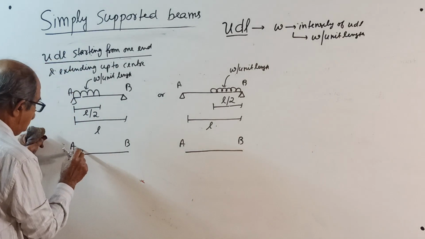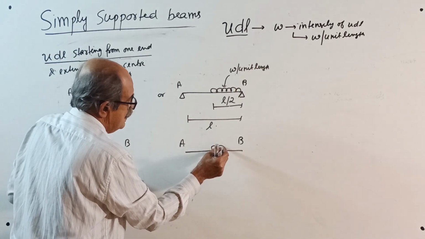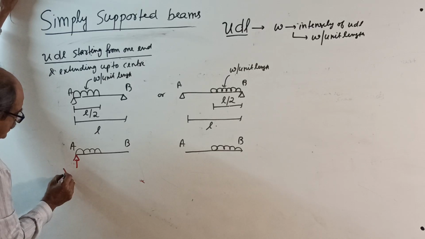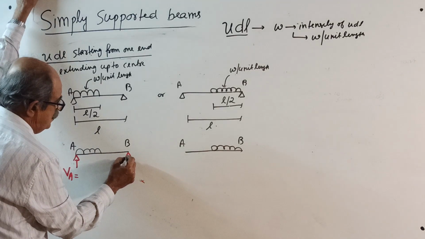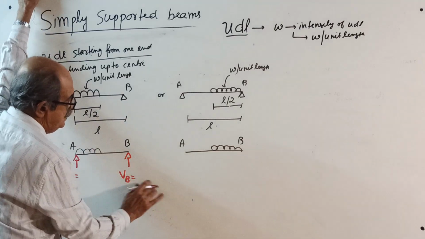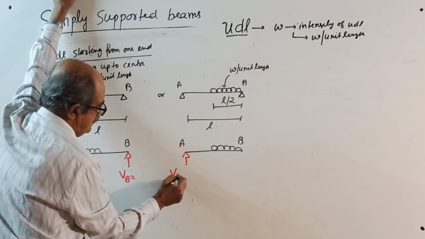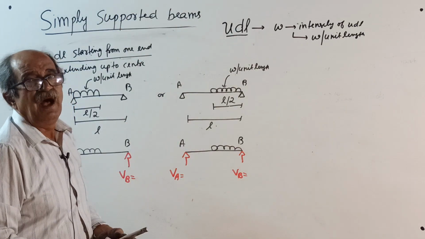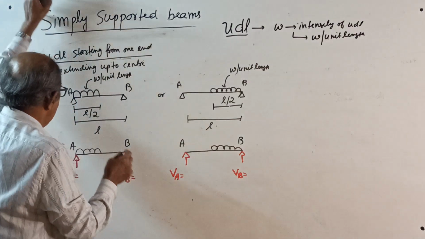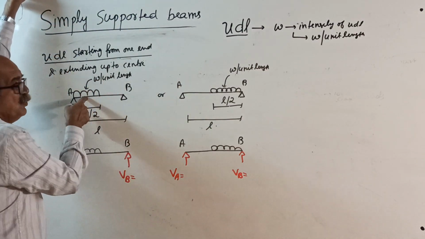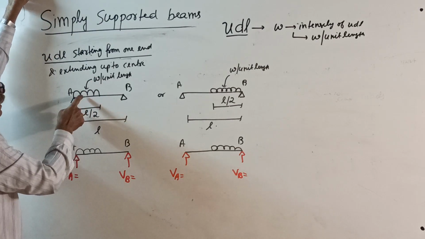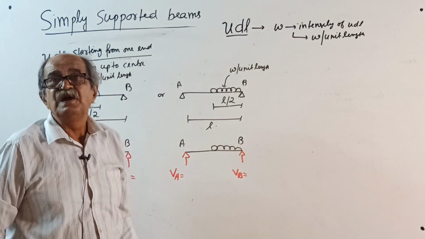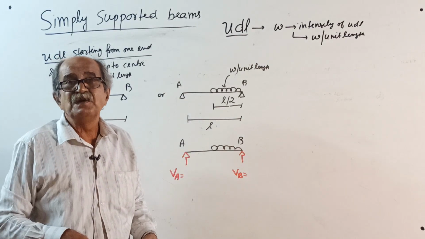AB. It is intensity. VA equal to VB here. VA equal to VB. See now, I never do it by heart. If I want the answer, I will replace this by a WL by 2 load here. WL by 2 load here, this is 1/4, this is 3/4. 1:3, it will get transferred to either support. This is all I told you.